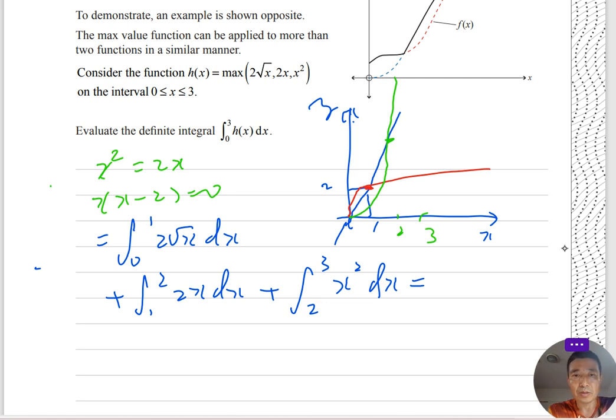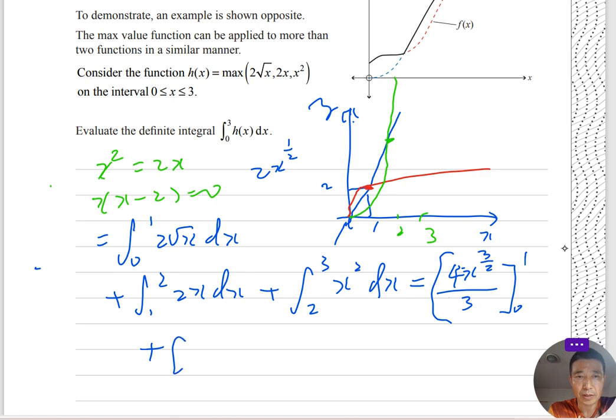So 2 square root of x means 2x to the power of half. So what happens? 2x to the power of 3 over 2, divided by 3 over 2, and that becomes a 4 thirds, right? That's 0 to 1. And then plus 2x becomes what? x squared, isn't it? Because 2x squared over 2. So x squared, 1 to 2. And finally, this is x cubed over 3, 2 to 3.